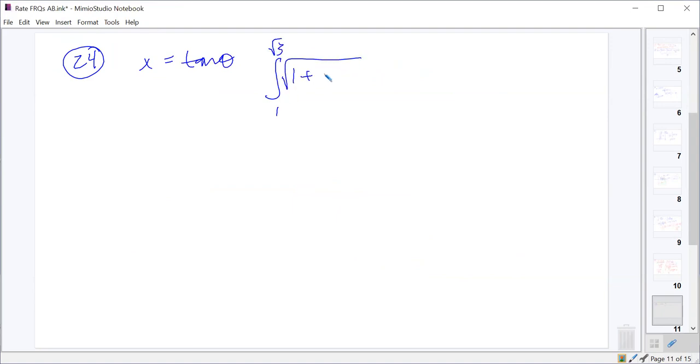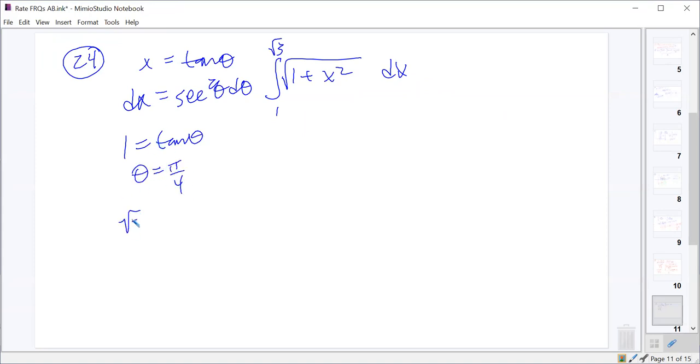Same thing here. So x is tangent theta, dx is secant squared theta d theta. And if x is 1, theta is pi over 4. And if x is root 3, theta is pi over 3, because you need to know those trig values.